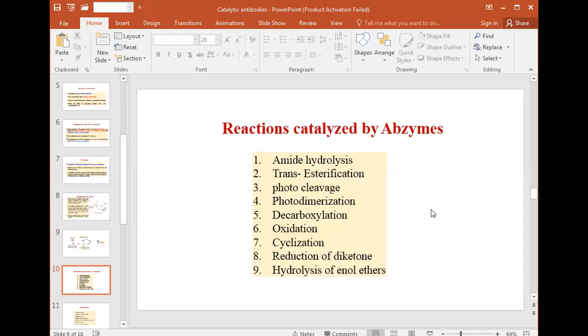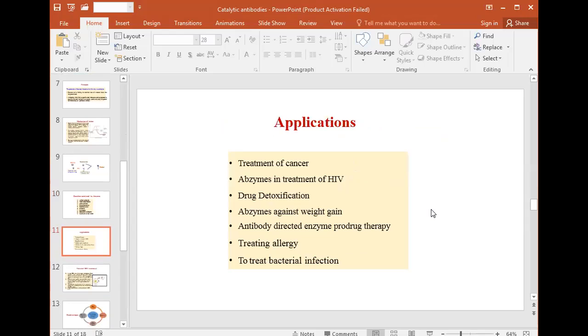Now, what types of reactions can be catalyzed by these enzymes? There are 8 to 9 different types of reactions that can be catalyzed, such as amide hydrolysis, transesterification, photocleavage, photodimerization, decarboxylation, oxidation, cyclization, reduction of diketones, and hydrolysis of enol ethers. So these are the reactions that can be catalyzed by these enzymes.